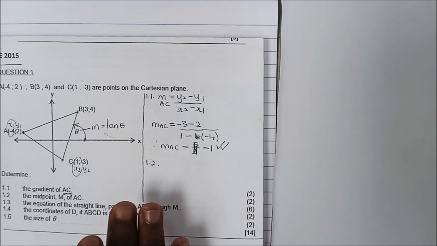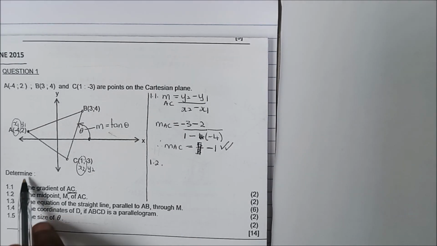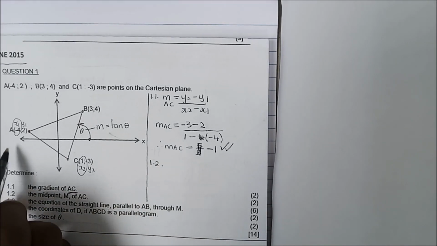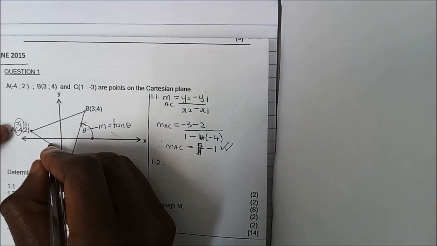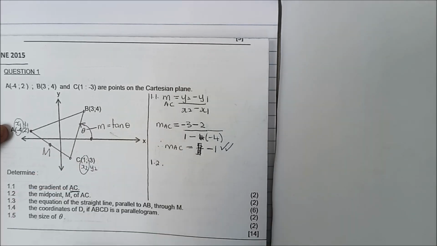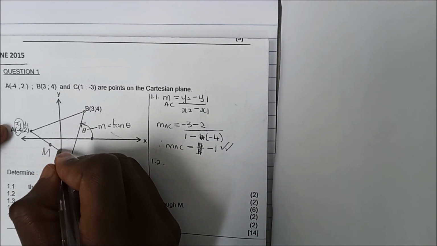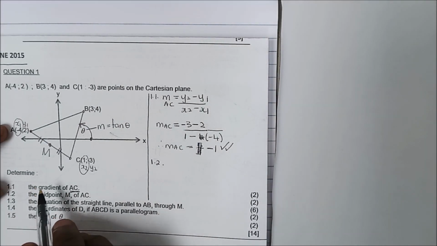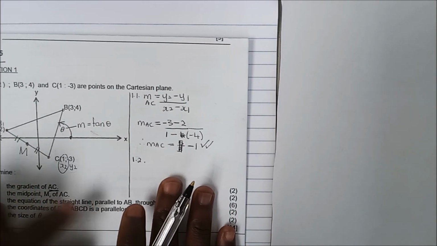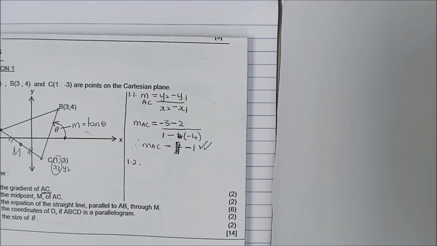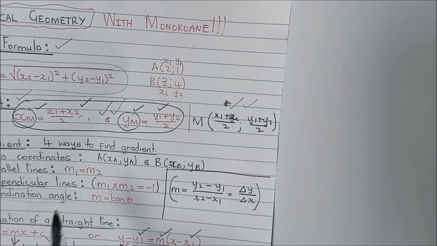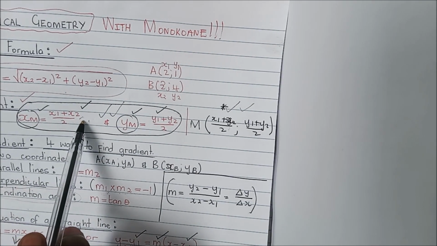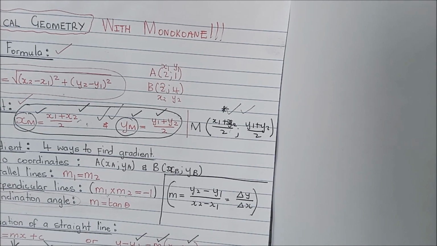They say determine the midpoint M of AC. So now AC, M is in the middle. This is our M being the midpoint. That means this part is equal to that part, since M is the midpoint. So we need the coordinates of that M, because remember, we have two formulas from our previous discussion. Remember, I said you use this formula if you have the midpoint, and you use this one if you don't have the midpoint.